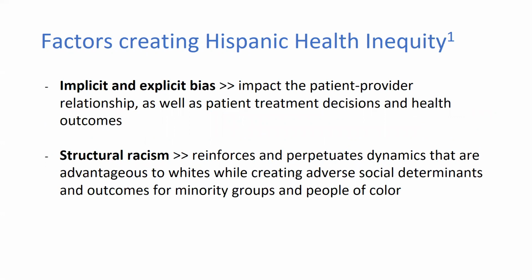In order to do that, we have to first understand what is making Hispanic health so inequitable in the United States. One of those things is implicit and explicit bias. We'll define this in a little bit, but implicit and explicit bias impact the patient-provider relationship as well as patient treatment decisions and health outcomes, leading to health inequity for Hispanics in the United States. Another factor creating Hispanic health inequity in the United States is structural racism.